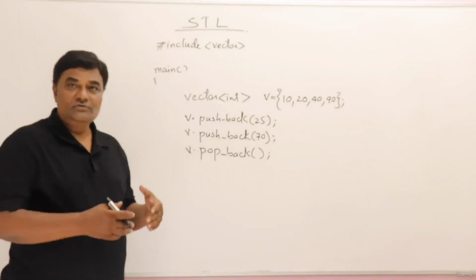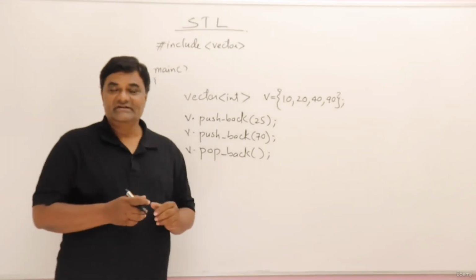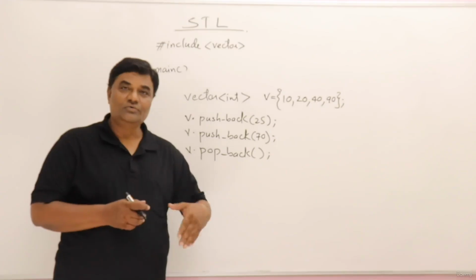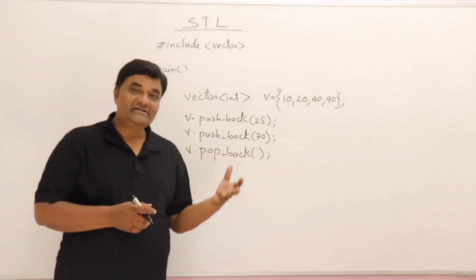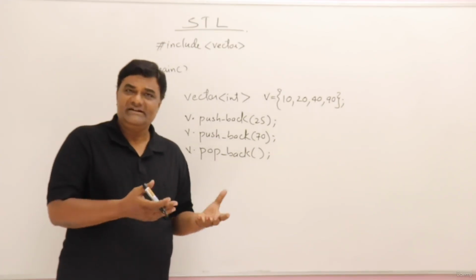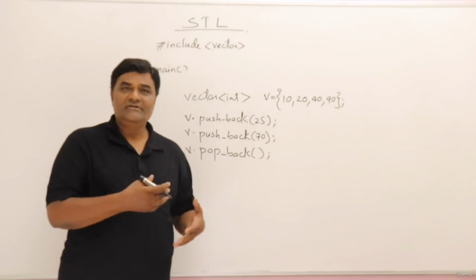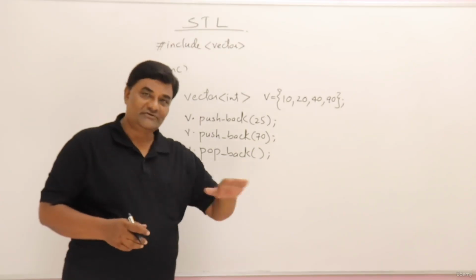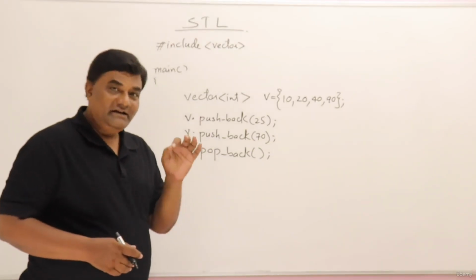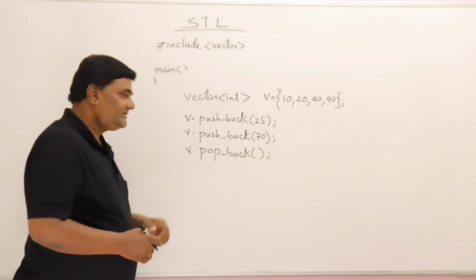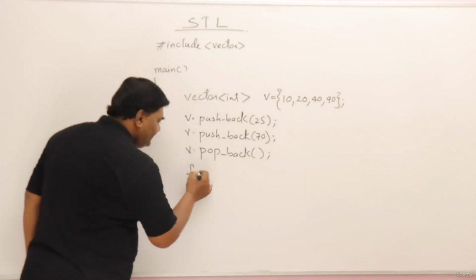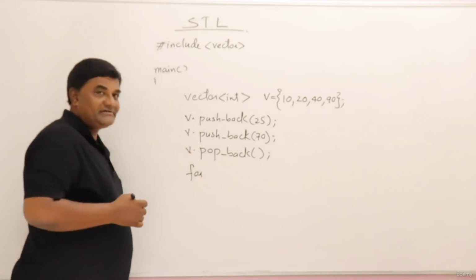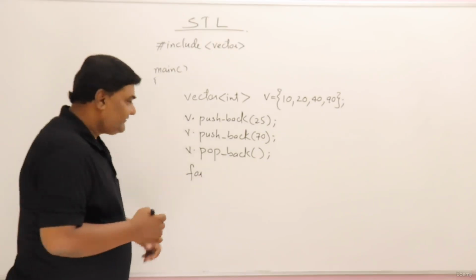Now let us see how to iterate through this list of elements. That is, I want to access all the elements. By accessing all the elements, I may want to display them, I may want to add them, whatever I want I can do on the list of elements. So let us see the iterator on this one. The first method is the for each loop that was introduced in C++ 11. We can use that for each loop.